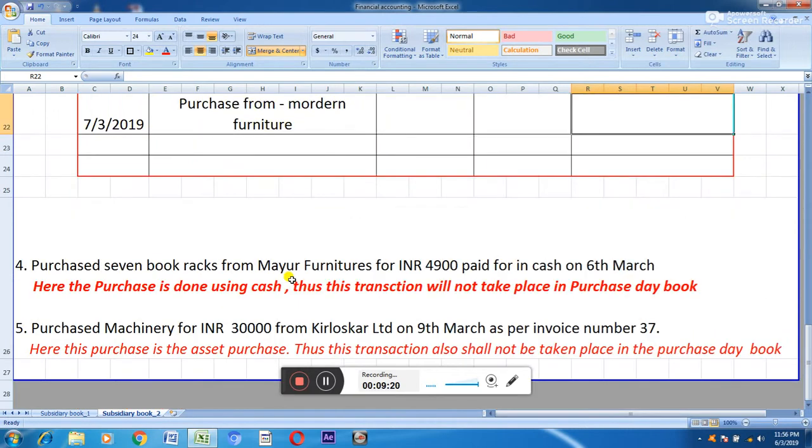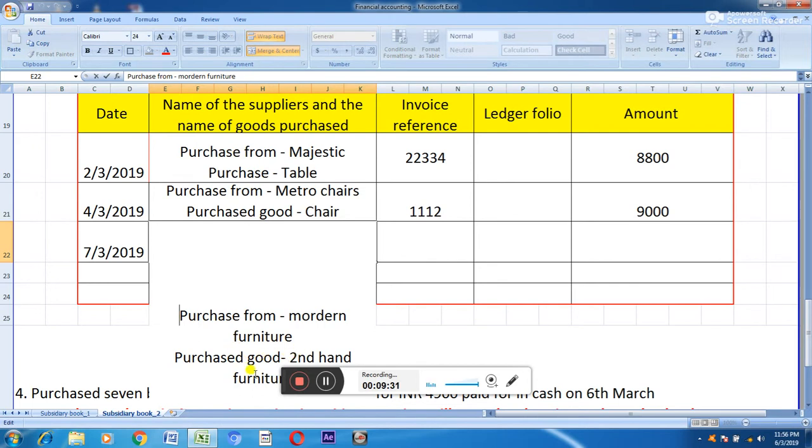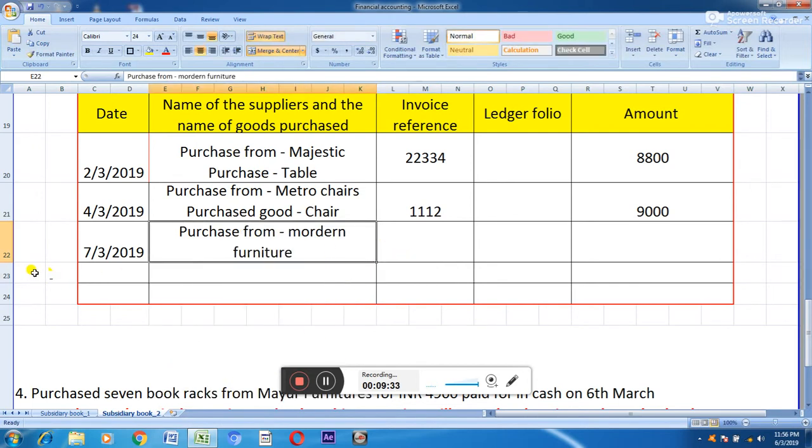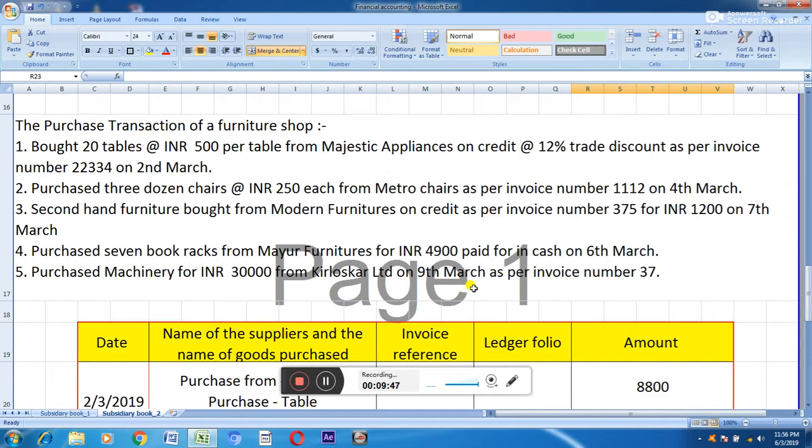Now we are going to the format again. 7th of March 2019. We are putting date here. Purchase from Modern Furnitures, and what we are purchasing, second hand furniture. Sorry, let me expand it. Purchasing from Modern Furnitures, purchased a good second hand furniture. So the amount is 1,200.